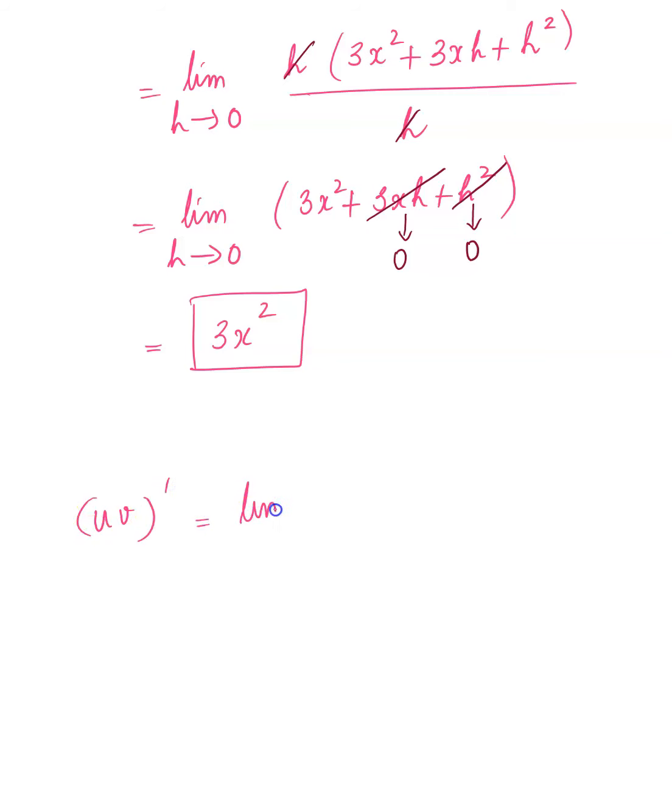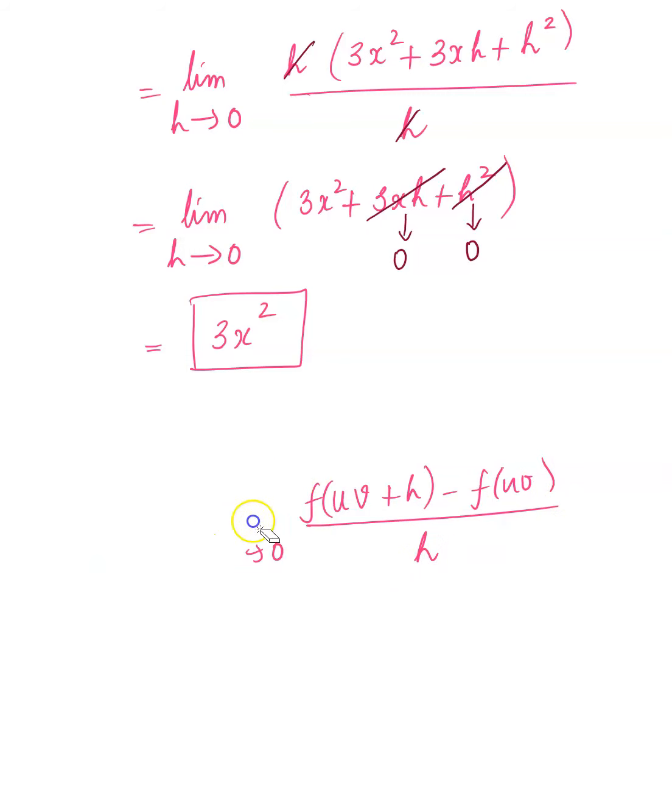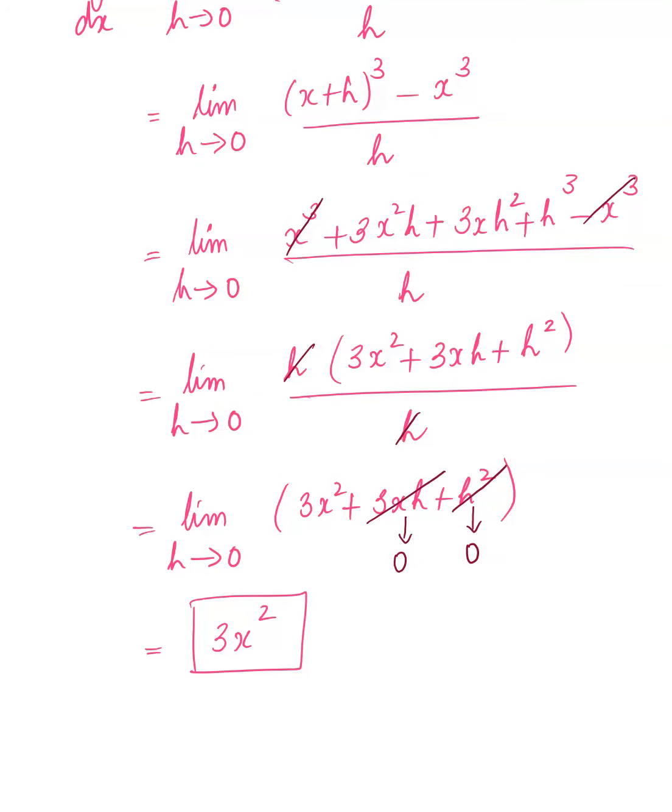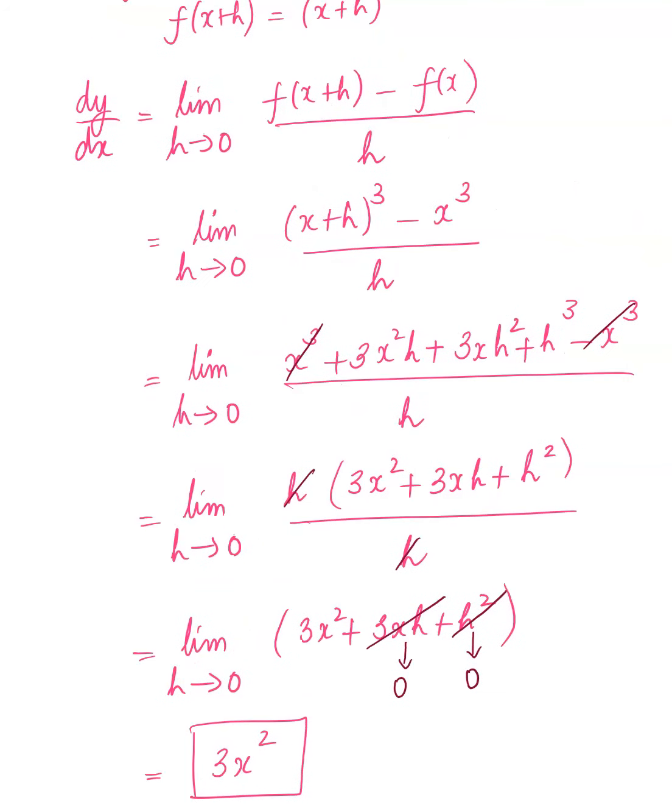So what they'll do is they'll take the limit as h approaches 0 of f of uv plus h minus f of uv, all over h. So that's how they will try to derive those things. It can get a little complicated, but I want you to understand that it's all coming from this original idea, and therefore we always look up to this idea.